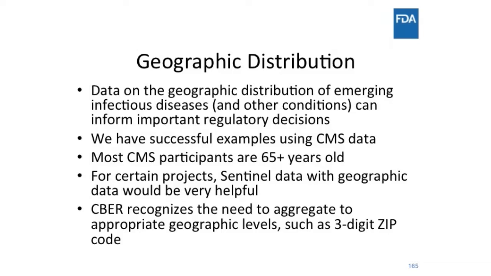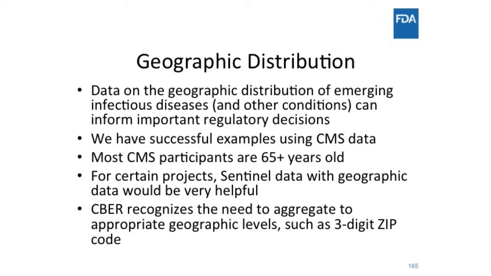So this analysis was very useful for the advisory committee to discuss where that line should be drawn. It also showed the importance of having information on the geographic distribution of an emerging infectious disease. And this could also apply to other conditions that have a geographic component as well. This data on geographic distribution can be very important for informing our regulatory decisions. As I've shown here, we do have successful examples using CMS data where we were able to get highly detailed data on the geographic distribution of a disease that we were concerned about.